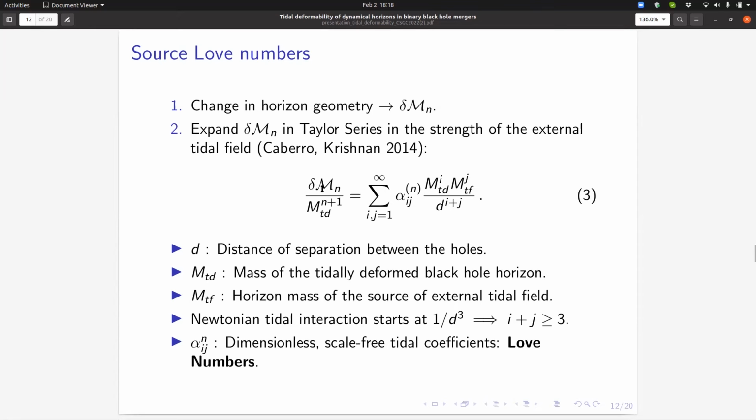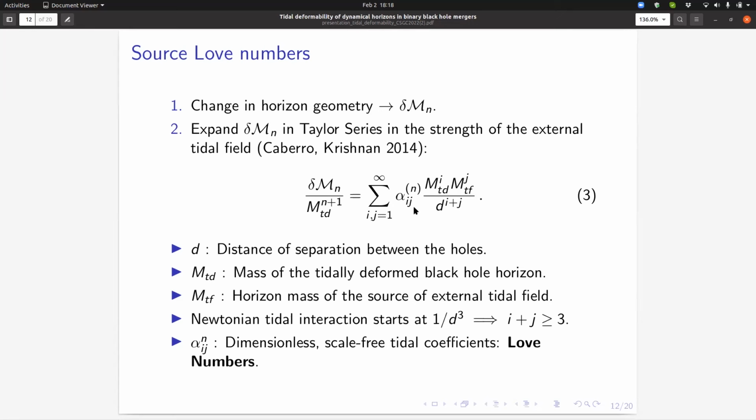Thank you. What we did to quantify the tidal deformation of black holes is to expand the change in these multipole moments, which happens due to a deformation in the horizon geometry, in a Taylor-like expansion involving the parameters of the system. The coefficients alpha_ij, which pre-multiply these system parameters, are dimensionless and also independent of the parameters of the system, and therefore they must be universal. They must characterize the tidal deformations of all black holes, independent of their masses.